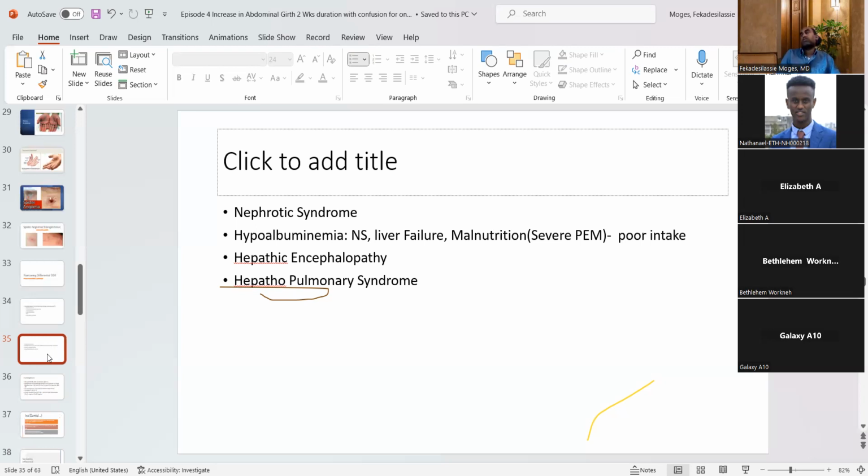On CBC we'll check the hemoglobin count because we are considering anemia, and also the platelet count because with liver disease there is a chance of it being low.